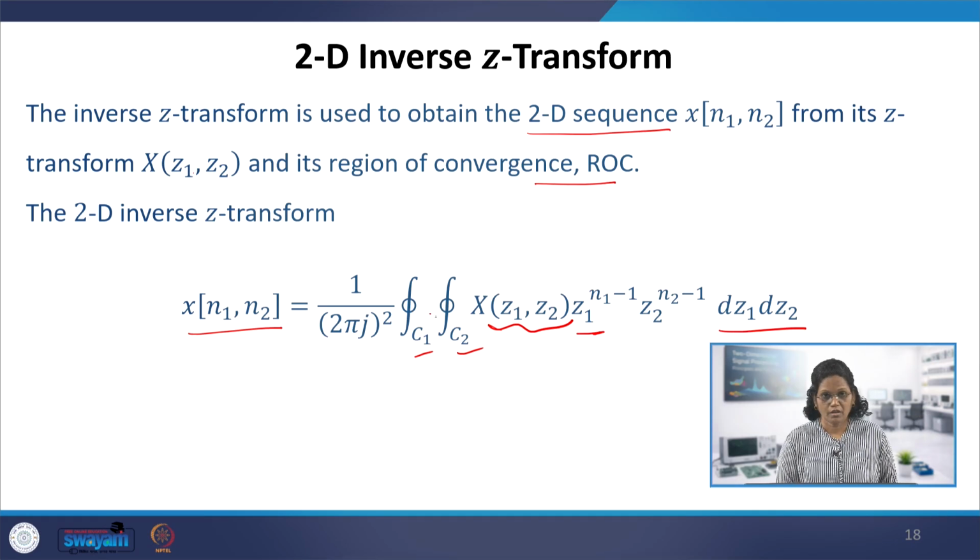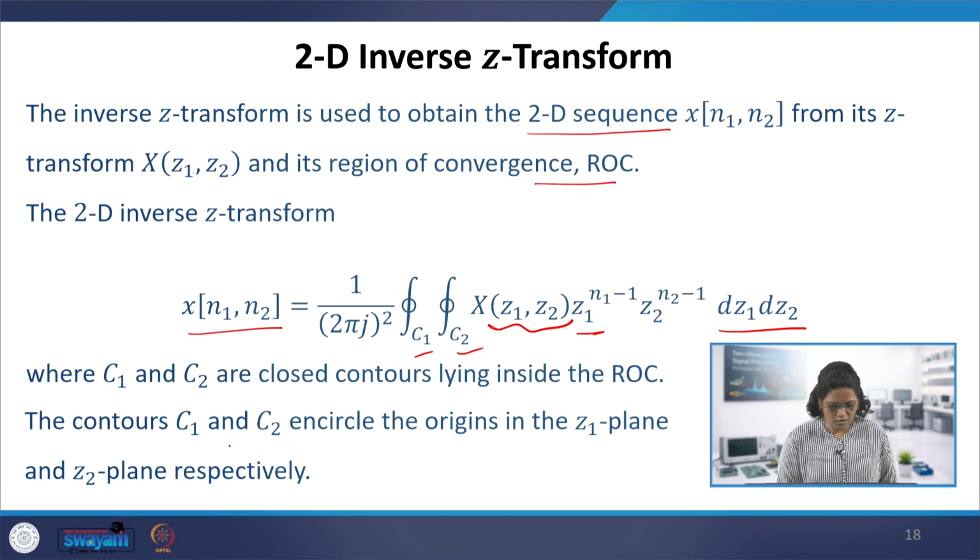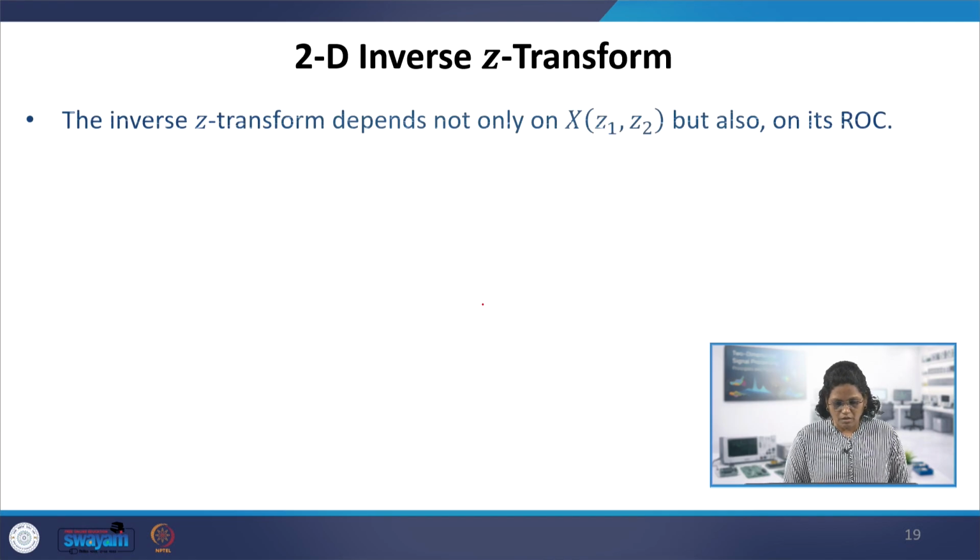These two are contour integrals. Here C1 and C2 are closed contours in the anti-clockwise direction, which also lie inside the ROC. So that needs to be noted. The contours C1 and C2 encircle the origin in the z1 and z2 planes. Okay, so this is the way to get the inverse Z transform.